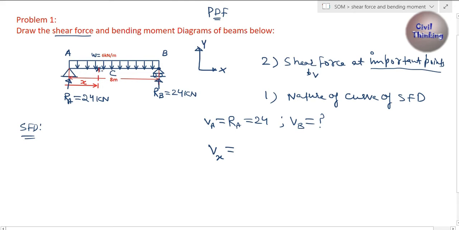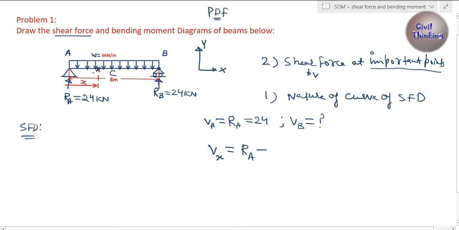Now shear force at x is what? Shear force at x is due to RA. Now RA is upward, meaning positive, because I have told you upward forces are positive. That is my assumption. Now from 0 to x, from A to this point x, there is a downward UDL, so I am going to use negative because it is downwards. Now how much is the load from A to x point?